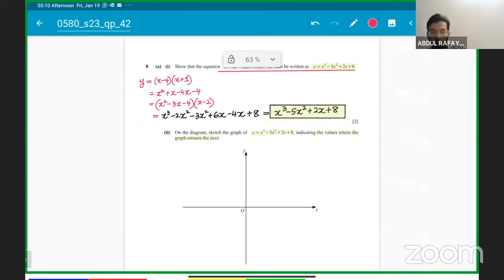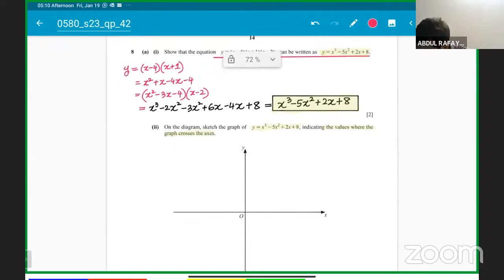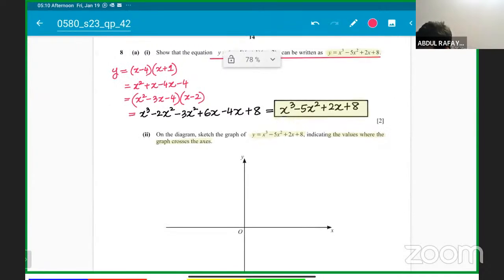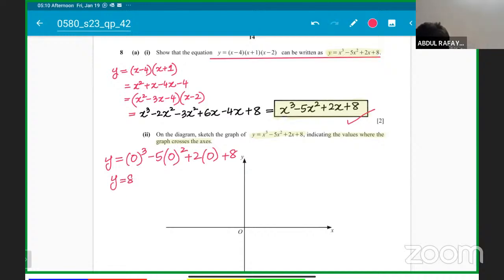I've already told you graph drawing is very simple. First, find out when x is 0, what is the y value, and when y is 0, what is the x value. Everyone getting it? So let's find out when x is 0. Plug in 0 into y is equals to 0 cube minus 5 times 0 square plus 2 times 0 plus 8. So y is equals to 8.